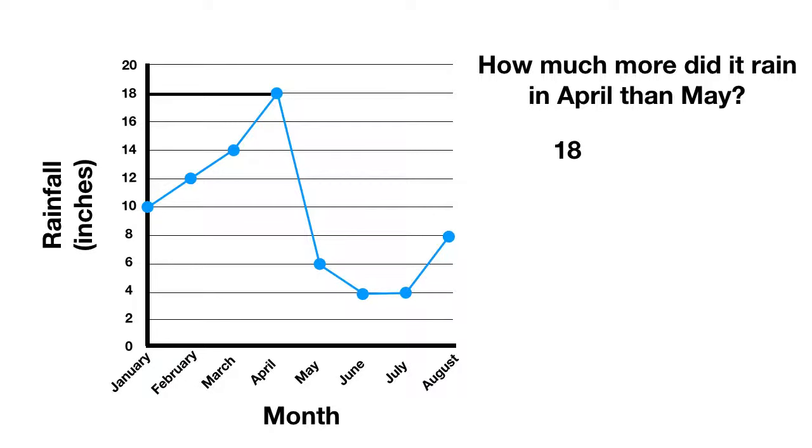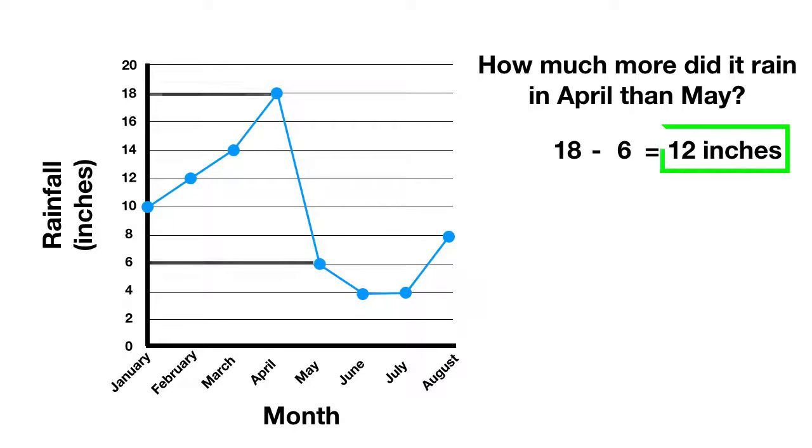Now, to figure out how much more this is than May, we can subtract the amount that it rained in May. How much did it rain in May? Well, in May, the dot is right here. When we connect this to the amount of rainfall, it's at 6. It rained 6 inches in May. Then to solve, 18 minus 6 equals what? 18 minus 6 means it rained 12 more inches in April than in May.